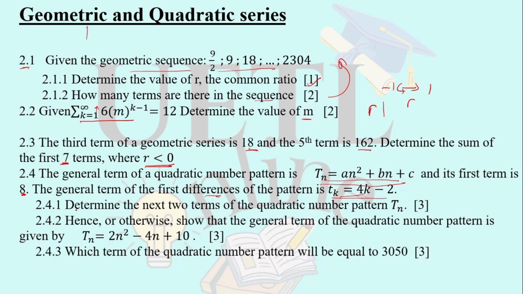We are told here that we have to determine the next 2 terms of the quadratic number pattern. Then, hence or otherwise, we are going to show that this pattern has this formula. After that, we are going to prove which term of the quadratic number pattern will be equal to 3050.